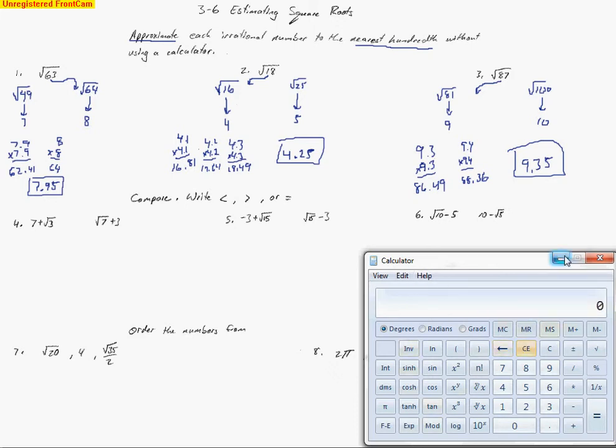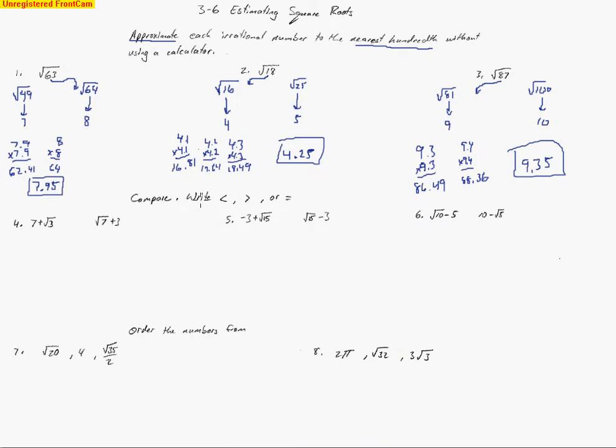Well, moving on to the next set of directions, it asks us to compare. So we're going to have to use that same strategy of estimating. Now, we don't have to round to the nearest hundredth here because it doesn't say to. We just need to see which one's the bigger number. So here we've got the square root of 3. I'm going to take the square root of 3 and find out what it's close to.